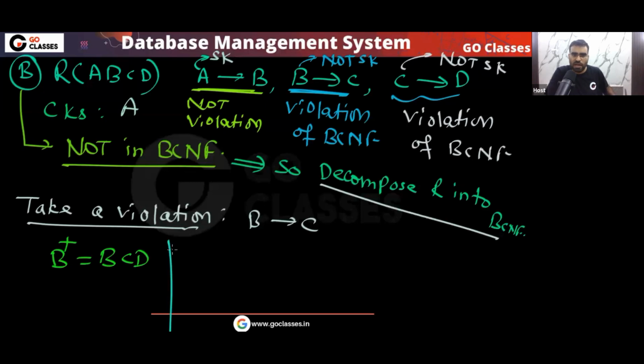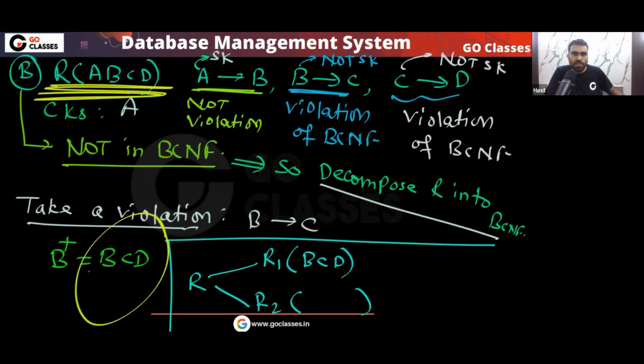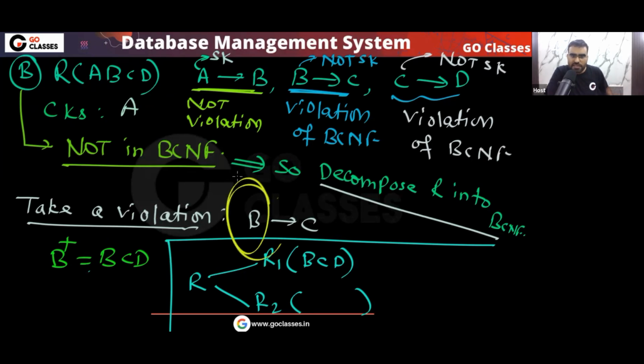Okay, so now what will happen? This relation you will divide into R1, R2. What will R1 have? R1 will have B plus, that is BCD. What will R2 have? From the original relation you remove BCD, and you get A. But you add this X, this LHS, so finally you will get AB. Okay, is this clear?